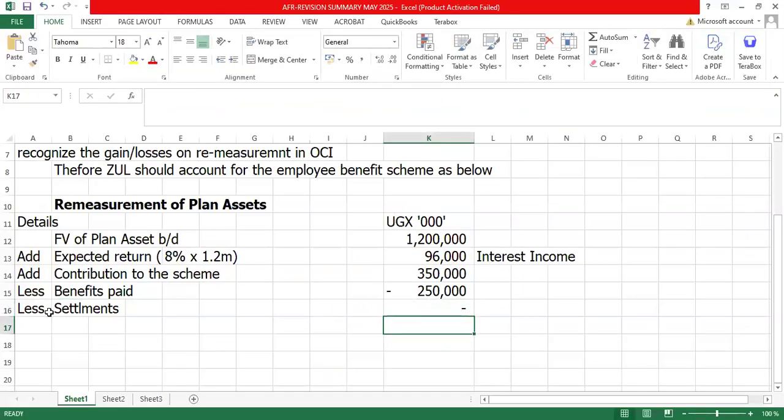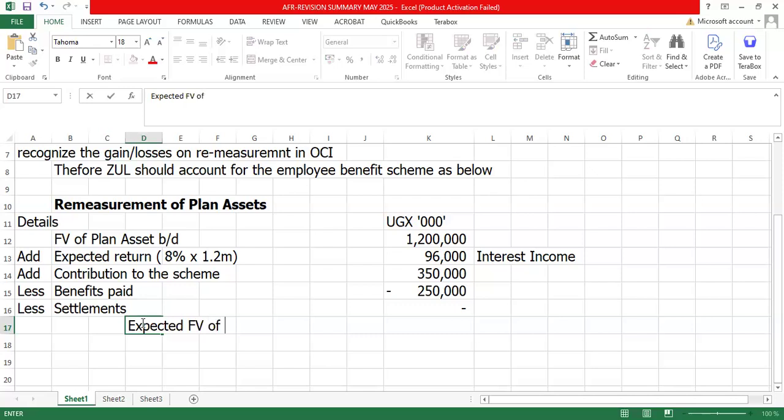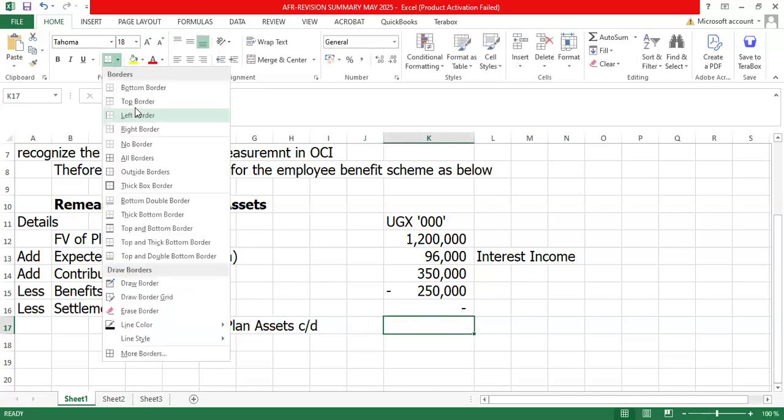Now in an exam, if it is not there, you don't need to show it. Anyway, you may put 0 like this, it's also no problem. Maybe you waste just a minute or a second. So that's all, colleagues. At least master this. From here, the total will be called the expected fair value of plan assets carried down. If you add, what do you get?